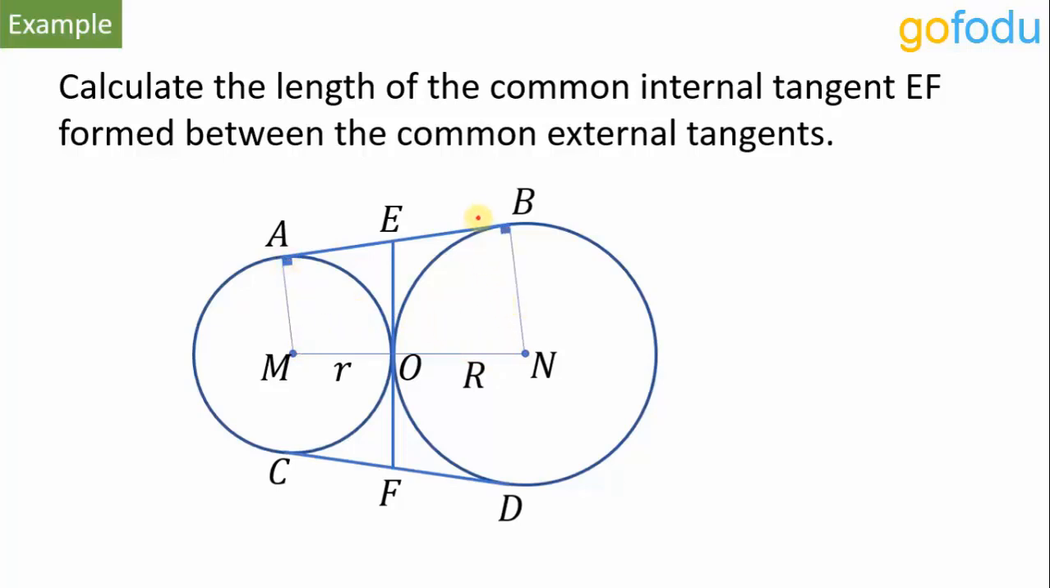Drop two radii and draw a line parallel to the common tangent. Okay, this AMGB is a rectangle, and this MGN here is a right triangle. Okay, from external point E, EA and EO are two tangents drawn to this smaller circle. So EA and EO are equal. Same we can say for this bigger circle. From E, EB and EO are two tangents. So EB and EO are equal.